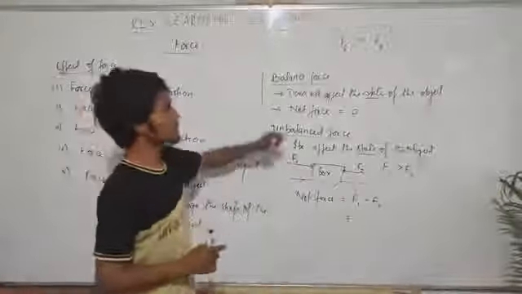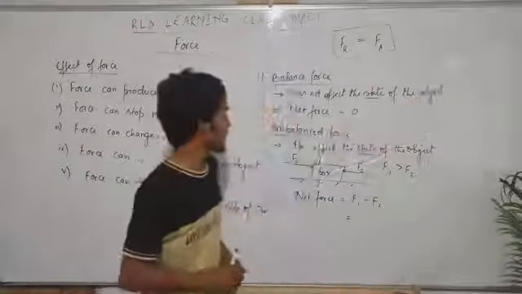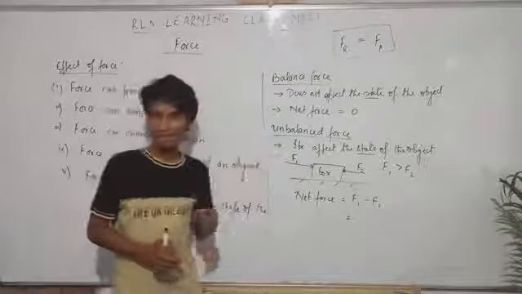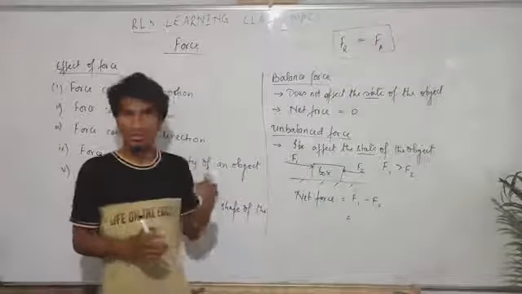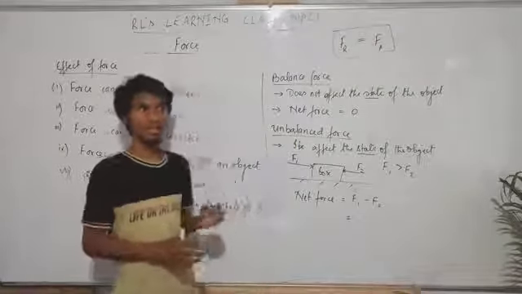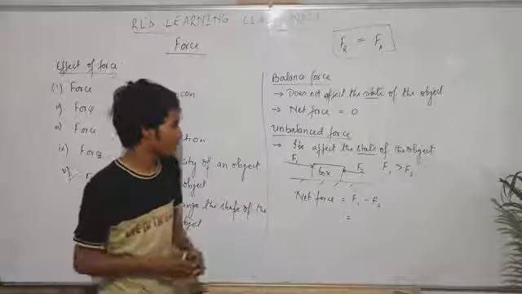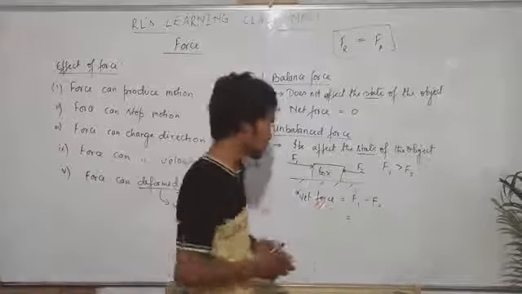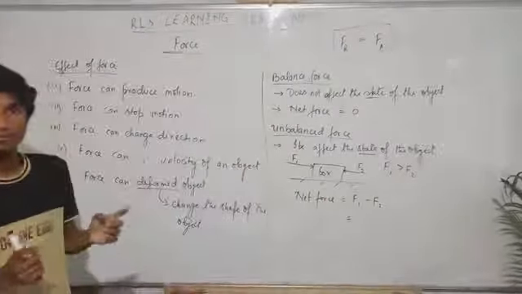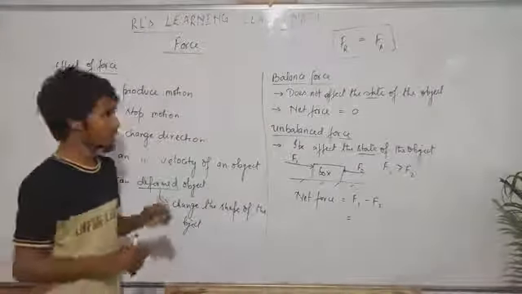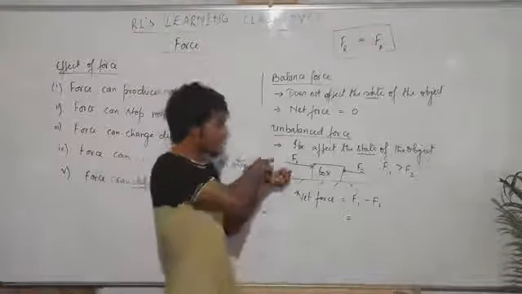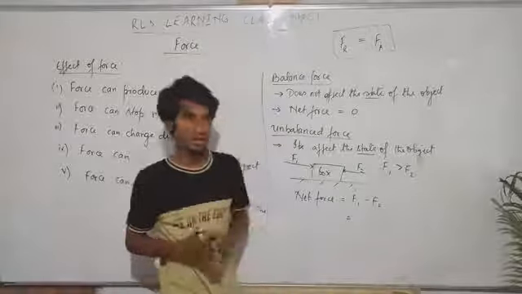Now, a balanced force does not affect the state of the object, and the net force is equal to 0. And an unbalanced force affects the state of the object. It can change the state of rest or the state of motion, and the net force does not equal 0. It has some value. That value is the difference between the force of action and the force of reaction. Look here. Maybe this one gives the action, then this one gives the reaction.